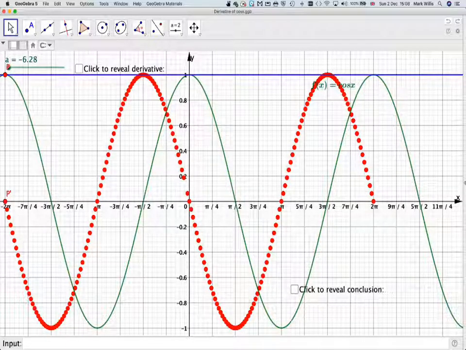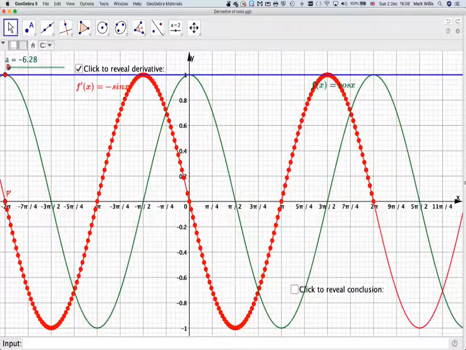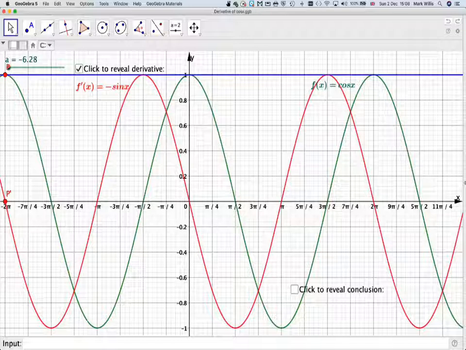Okay, so what is this graph representing? So if we click and then just move the GeoGebra app slightly, the dots will disappear. Then we can see here the red graph is in fact the reflection of a sine graph. A sine graph goes like that. Okay, so this is actually the graph of minus sine x. So the derivative of cos x is minus sine x.